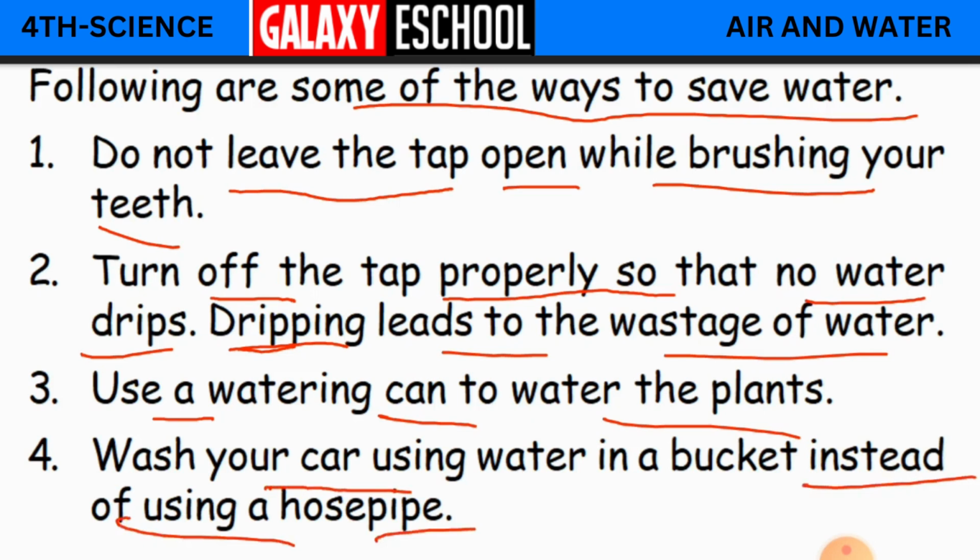Clear? And the fourth one is, wash your car using water in a bucket instead of using a hose pipe. If we want to wash our car or any area, the front area, we'll just use a hose pipe. A hose pipe is like a water tube where water is supplied from the tap. Through this, much water will be wasted. Instead, we can take water in a bucket, as much as is required, and only when it is required, we pour the water from the bucket. Okay, children.